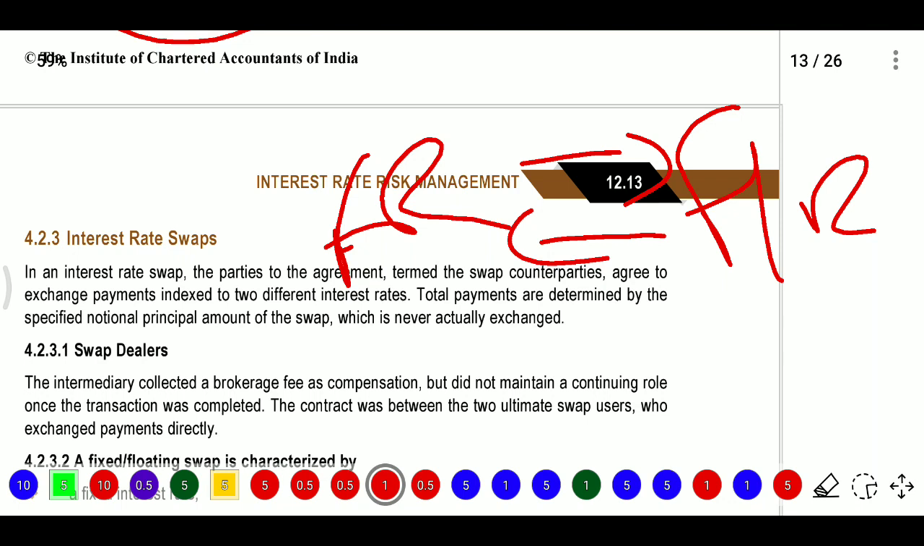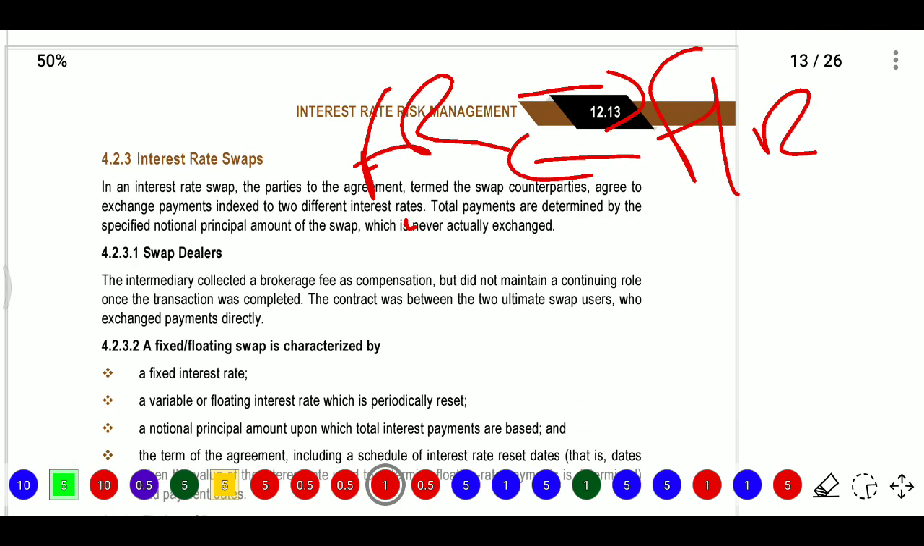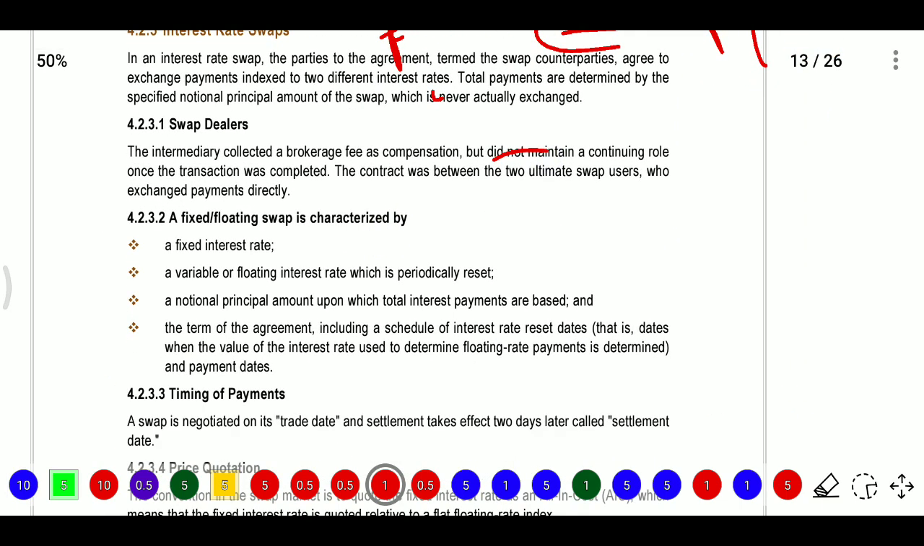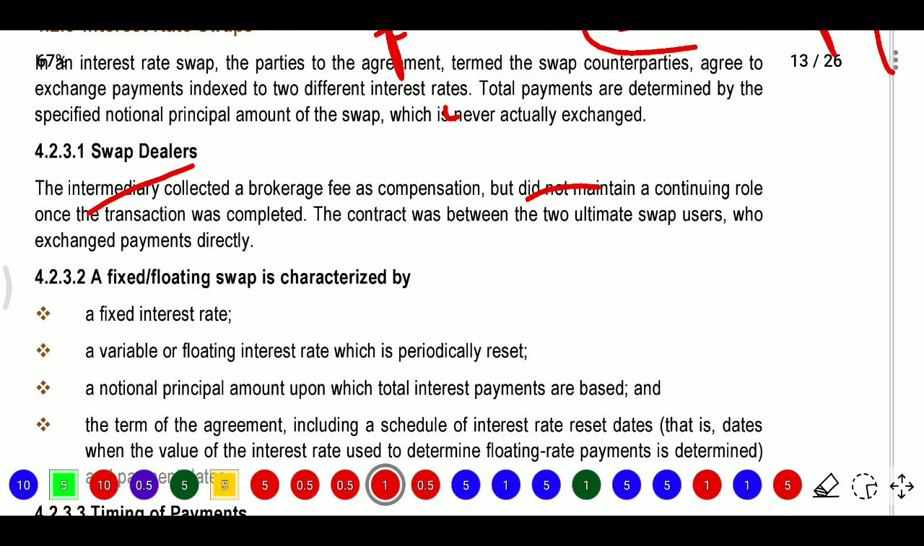Swap dealers, the intermediary, collected a brokerage fee as compensation but did not maintain a continuing role once the transaction was completed. The contract was between the two ultimate swap users who exchange payments directly. Here, with swap dealers, the intermediary collected a brokerage fee as compensation but did not maintain a continuing role once the transaction was completed. The contract was between the two ultimate swap users who exchanged payments directly.